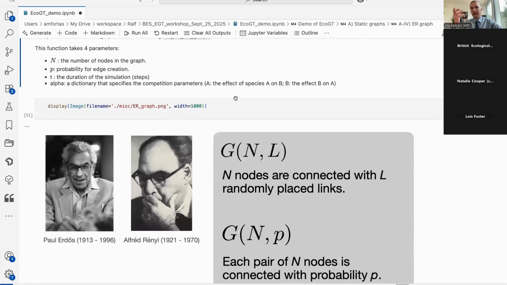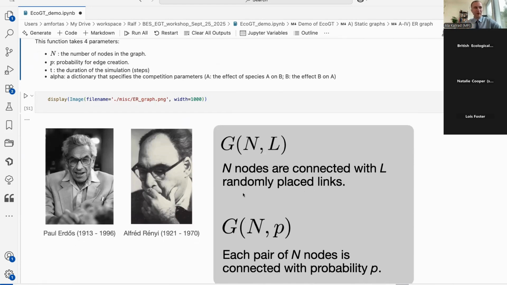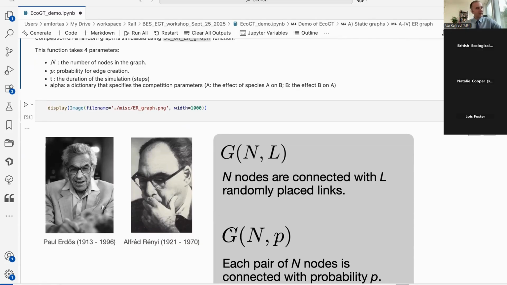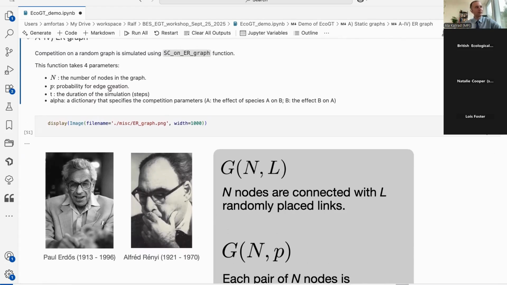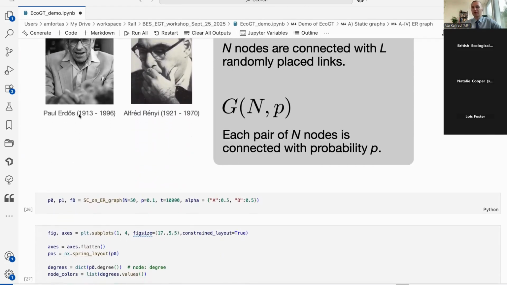You actually can have Erdős-Rényi graph defined in two different ways, or constructed in two different ways. So you can have n nodes that are connected with L randomly placed links, or you can have each pair of nodes connected with probability P. So in this implementation, I'm using the latter version. So you can give it the probability of edge creation, and then it would just generate a topology.